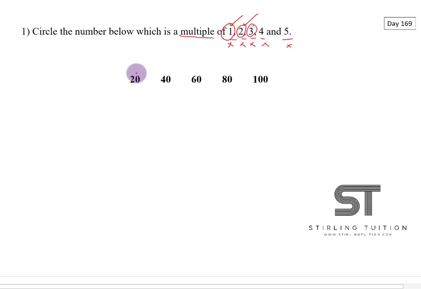So 3 isn't, 20 isn't a multiple of 3, 40 isn't a multiple of 3, 60 is a multiple of 3, 80 isn't a multiple of 3, and 100 isn't a multiple of 3. So let's just check. So our answer is going to be 60. But if we check 4 as well, does 4 fit into 60? Yes, it does. And does 5 fit into 60? Yes, it does. So by being systematic about it, working our way across, we found what the answer is. So the multiple of 1, 2, 3, 4, 5 is the number 60.